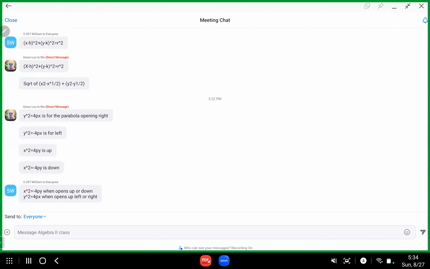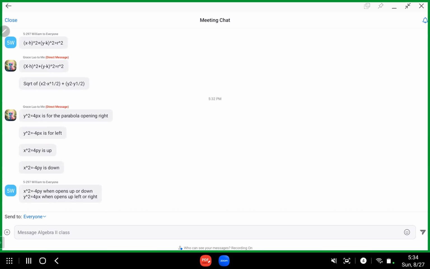Okay, let's see these. So Grace said y squared is equal to 4px for opening right. Negative 4px is for left. 4py is for up, and negative 4py is for down. And that's correct.